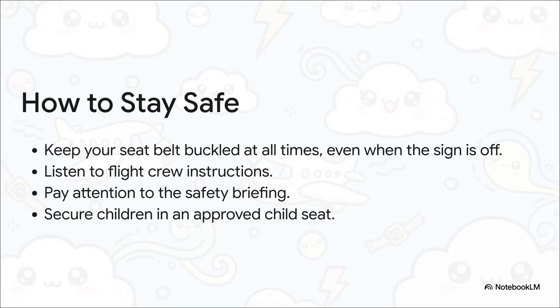And this all leads to the one thing, the single most effective thing you can do to stay safe, and it's so simple. The FAA says it loud and clear. Keep your seatbelt buckled whenever you are seated. Even if the seatbelt sign is off, just keeping it loosely fastened across your lap protects you from that sudden, unexpected jolt. It is the easiest and most powerful thing you can do.